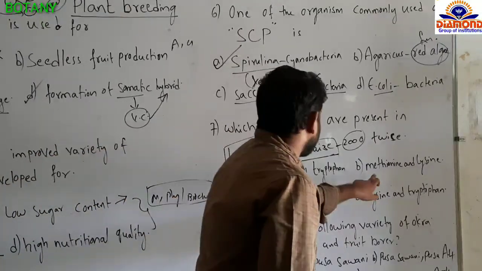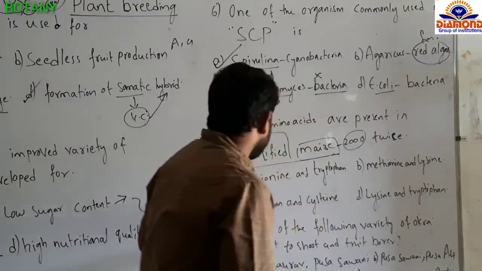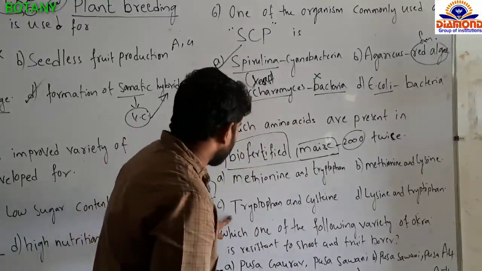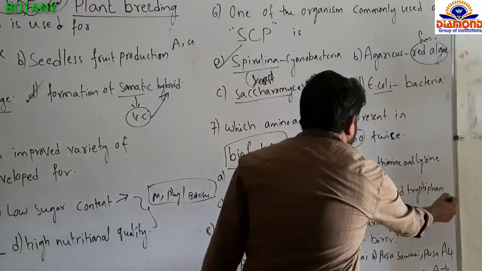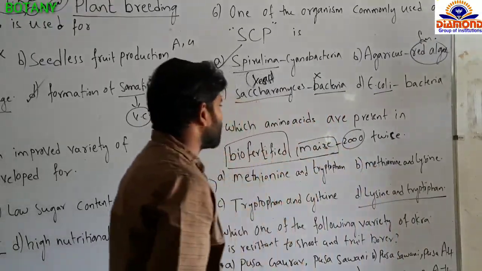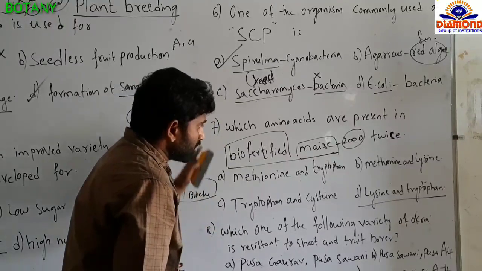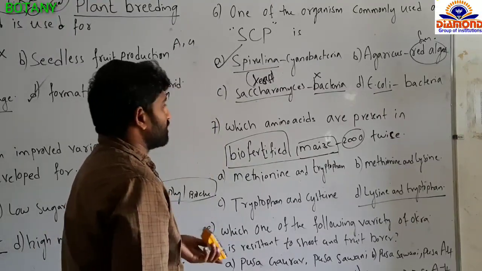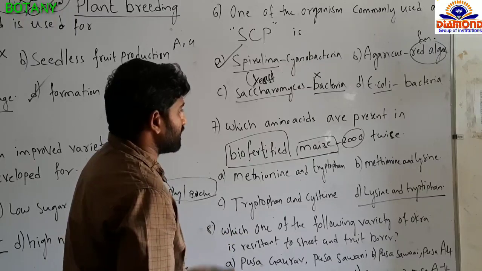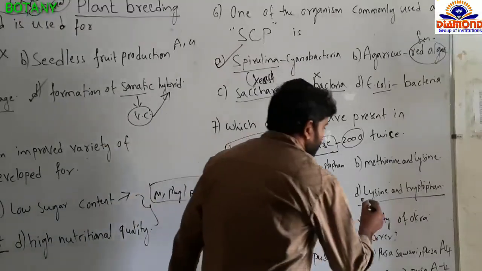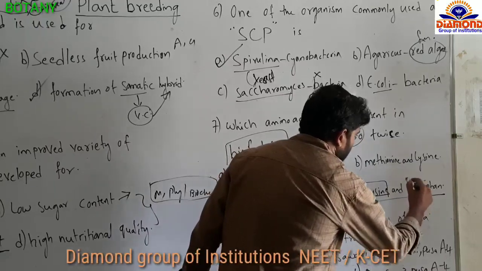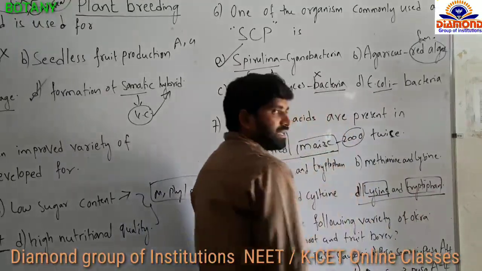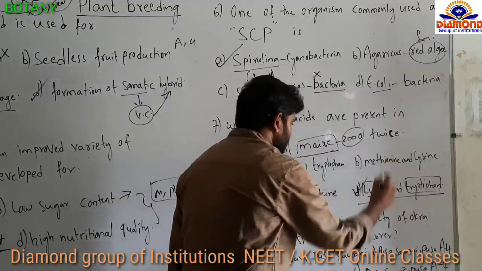Option B they given as methionine and lysine. Option C they given as tryptophan and cysteine. And option D they given as lysine and tryptophan. So now the answer is that in the biofortified maize variety, it contains twice the amount of amino acids than the previous. Those amino acids are lysine and tryptophan. Lysine and tryptophan, answer is B.